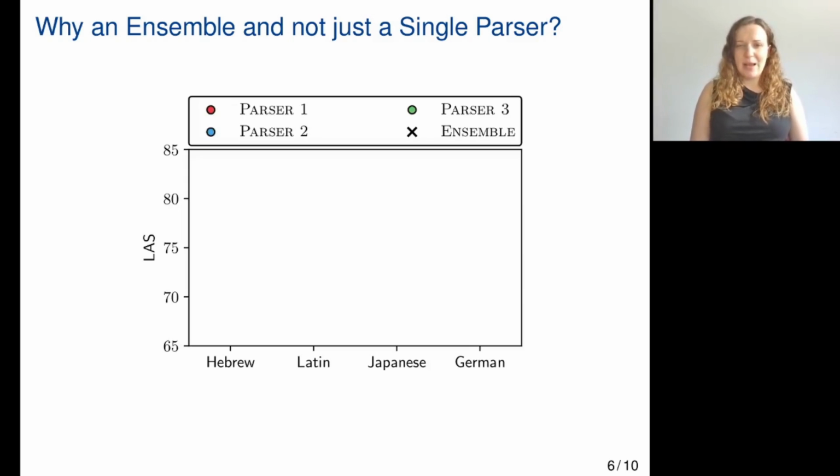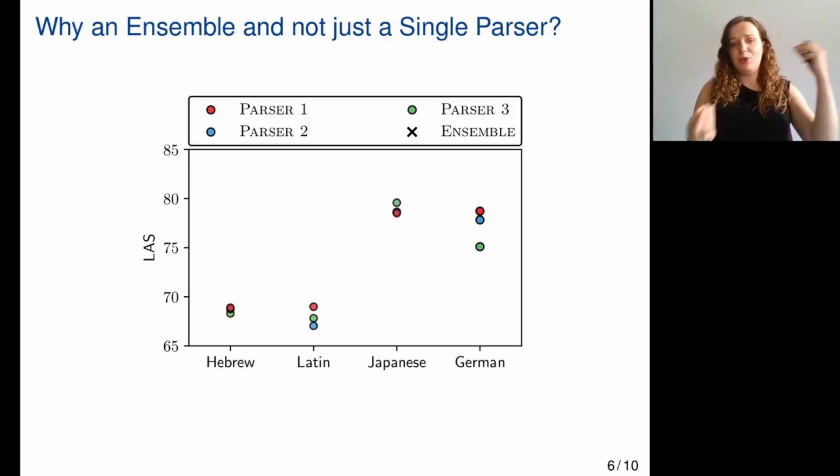Let's look at this example here. We will have 3 different parsers, which we will be evaluating on the y-axis with a standard metric, which is called labeled attachment score, and we will see their behavior for 4 different languages. So for Hebrew, they are behaving very similarly. For Latin, we have a clear winner, which is the red one. For Japanese, now the green one is the clear winner, which for German becomes even more visible.